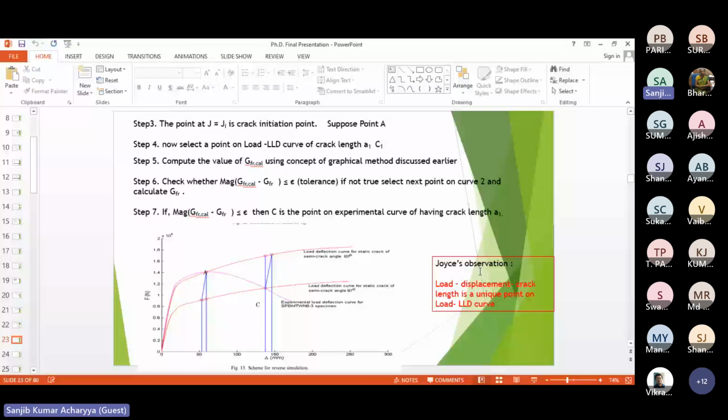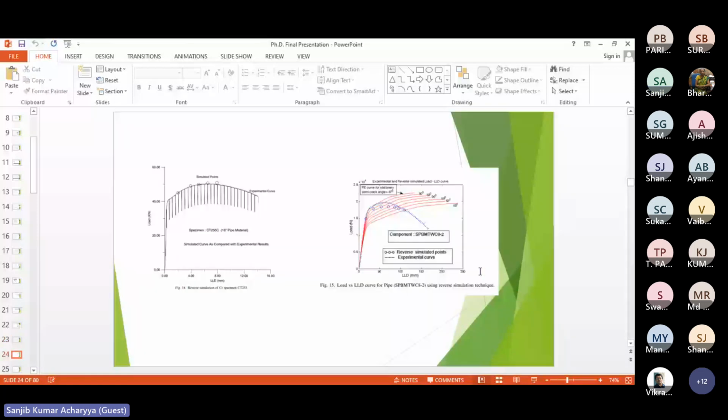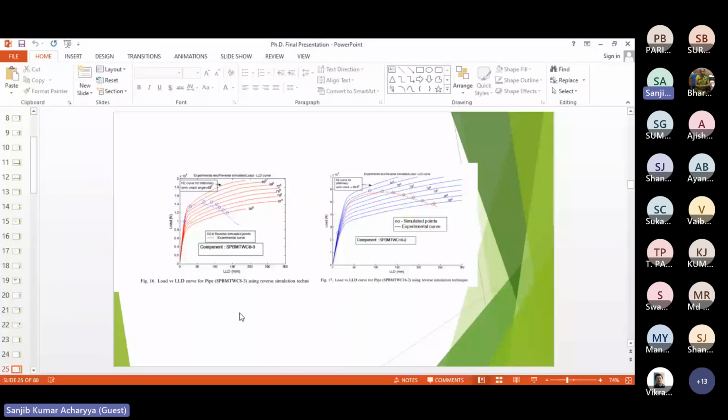And what was the observation? Look, we simulated CT and TPB and pipe and elbow, all of these. The matching was very good. The circles or the points are from our prediction, and the actual experimental curve is given here. And we did it not only for CT, but also for pipe, and this kind of matching with experiment and simulation we received.